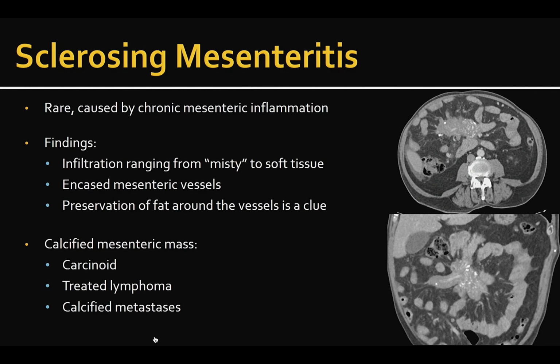This is relatively rare and caused by chronic inflammation. Early in its disease course, it presents with infiltration around the mesentery that can give it a misty appearance with preservation of the fat around the vessels, which can be a useful clue. Eventually, it can encase and occlude mesenteric veins, such as in this case here. And again, in somebody without a known primary tumor or a history of lymphoma, you may have to biopsy this in order to differentiate carcinoid metastasis from sclerosing mesenteritis.